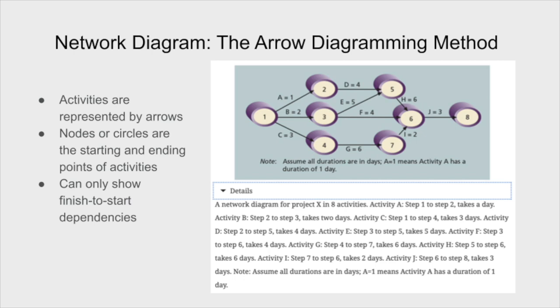And you'll also notice that there's a time associated with it. So activity A takes 1 day. Activity B takes place between node 1 and 3, and it takes 2 days. And activity C takes 3 days, and it occurs between 1 and 4.